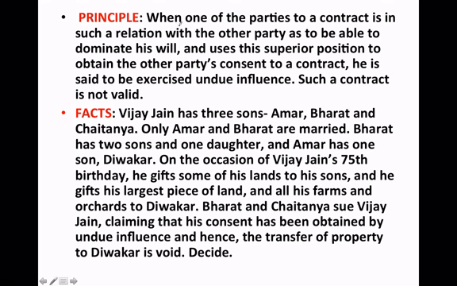Coming to the principle here, when one of the parties to a contract is in such a relation with the other party as to be able to dominate his will and uses this superior position to obtain the other party's consent to a contract, he is said to have exercised undue influence. Such a contract is not valid. This means that if you have power over someone and you make them do something forcefully, that act is not legal. You can challenge it by saying that you are using undue influence over such a person. So this is the gist of the principle.